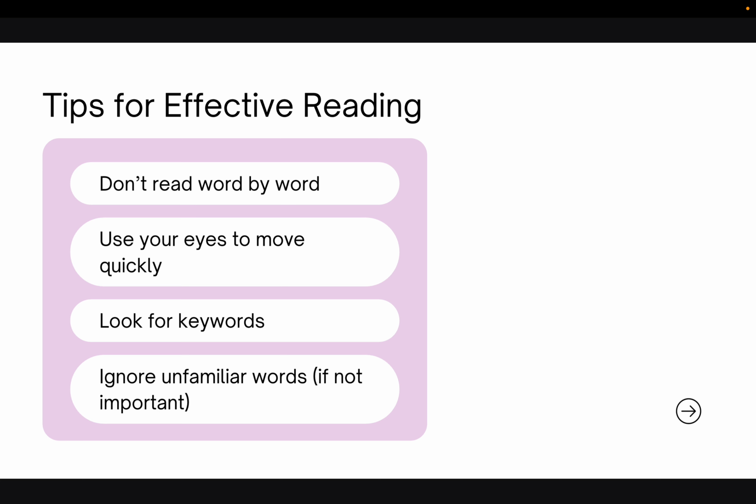So, as tips for effective reading, okay, I know it's better to read word by word. Maybe during the first round of reading, read word by word, but later, use your eyes to move quickly. Don't read word by word. And then look for keywords based on the question. And if you find unfamiliar words, you can just ignore them. If it's not important, if it's not needed, just ignore the unfamiliar words for a while.